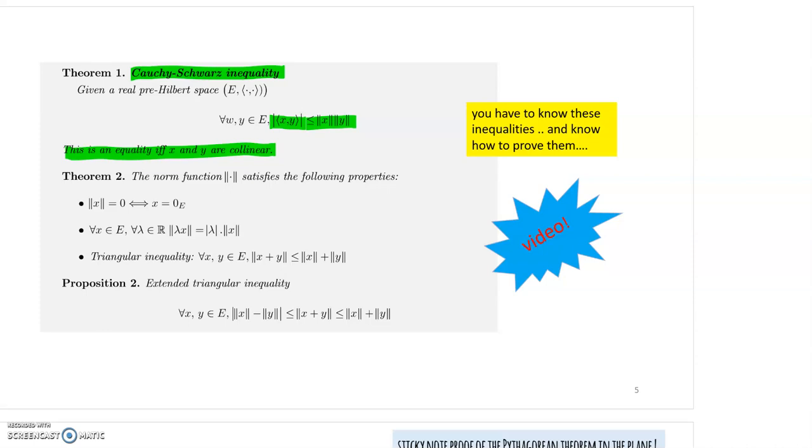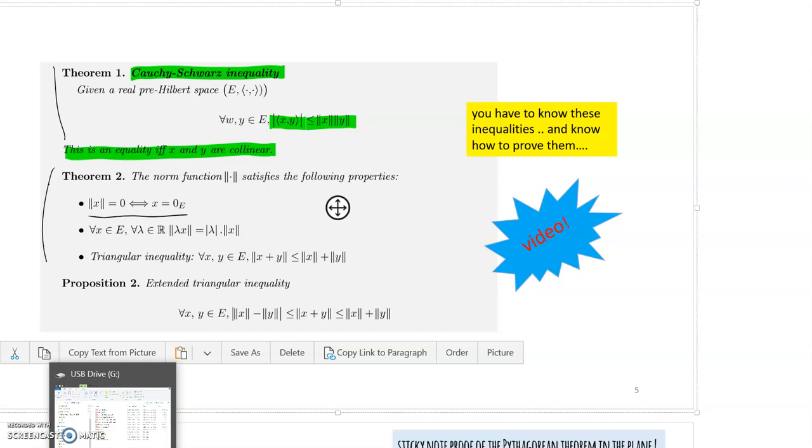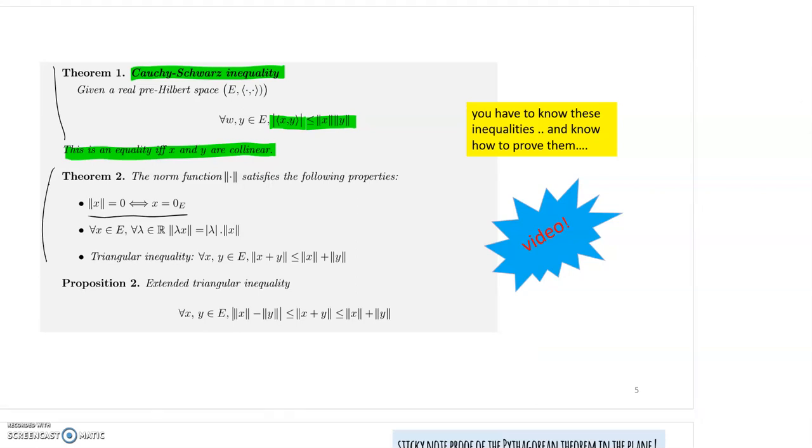Okay, so we proved that Cauchy-Schwarz theorem and the inequality. All right, so again, very important. Then let's have a look at this theorem. So first part, the properties of the norm function. Norm of x is equal to 0 means that x is actually equal to the 0 of the space. Well, we already knew about this, because that's just the definite positive property of the inner product.